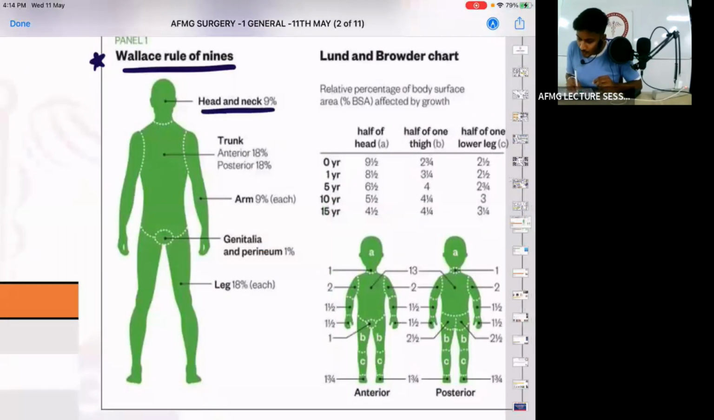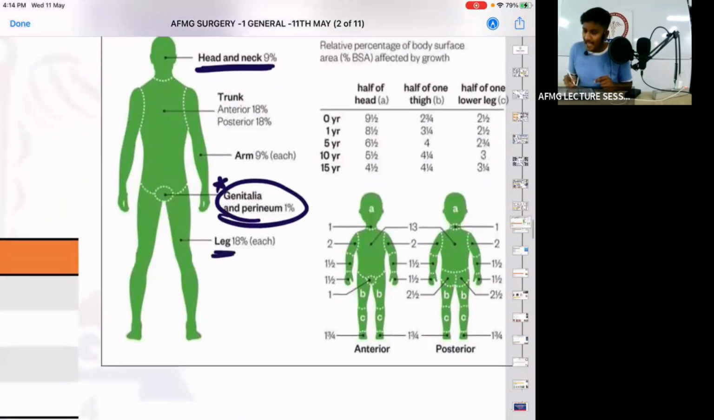So here head and neck would be, anterior chest, upper back, lower back, abdomen, perineum. Important: each leg is 18.